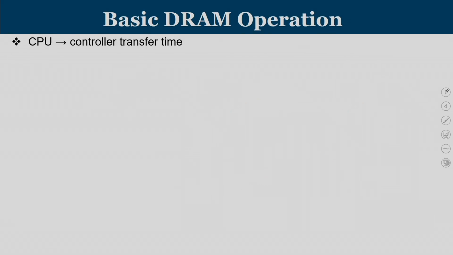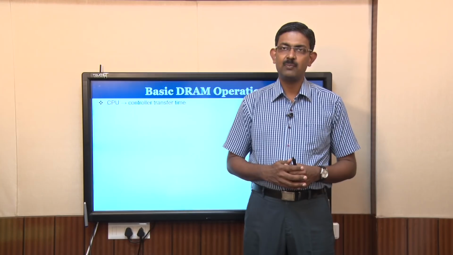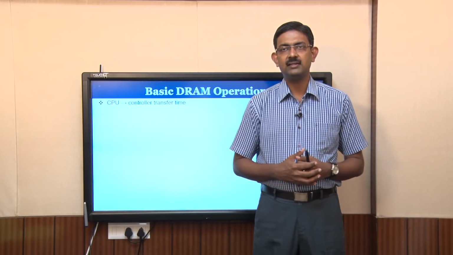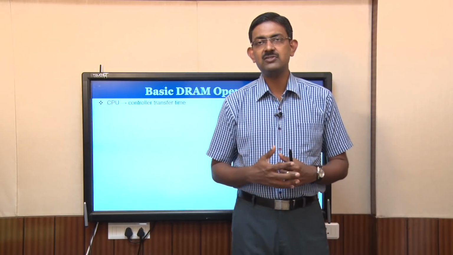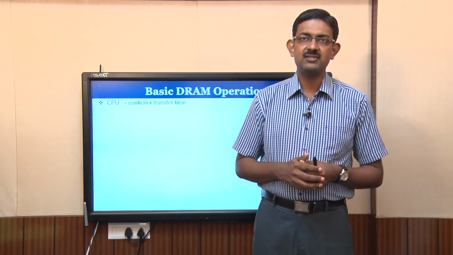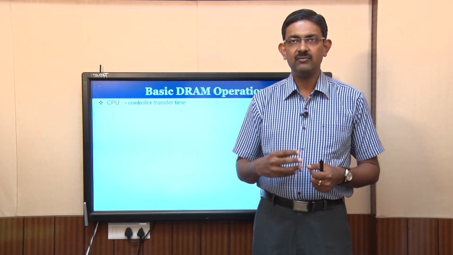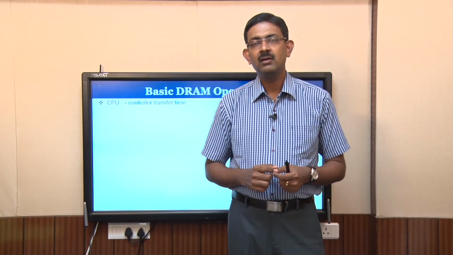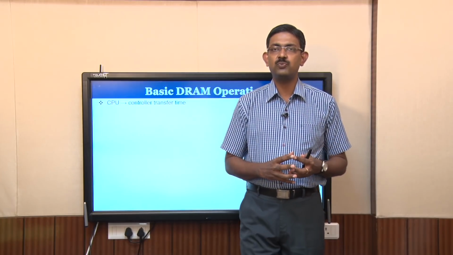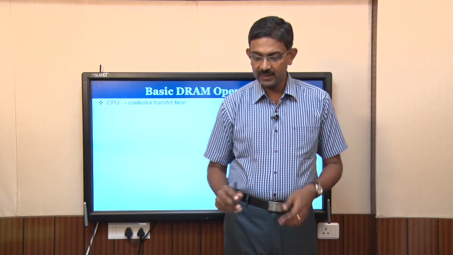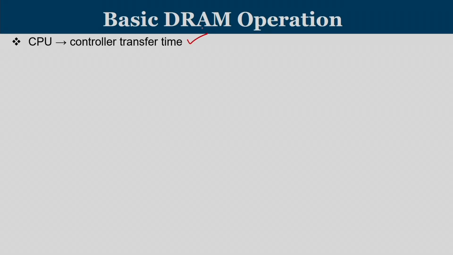Now we will see the basic DRAM operation. When carrying out instruction execution with the help of an instruction pipeline, during the fetch stage itself we contact the cache memory, and multiple levels of caches are there. If the required instruction or data is not available even in the last level cache, then we require the help of DRAM. So the CPU, essentially the processor chip which houses the processor as well as the caches, has to communicate, and that communication is done to the DRAM controller.